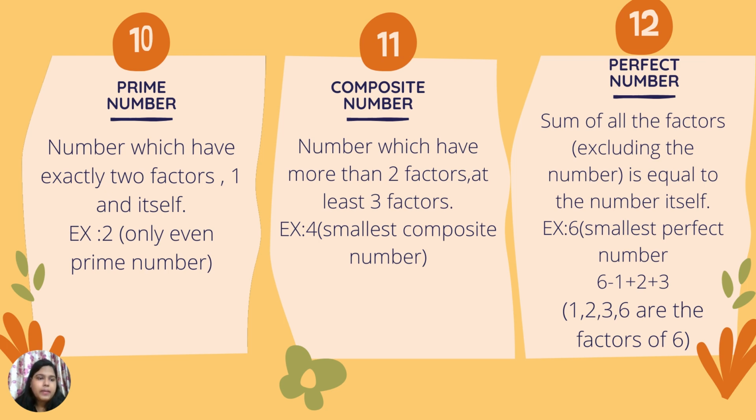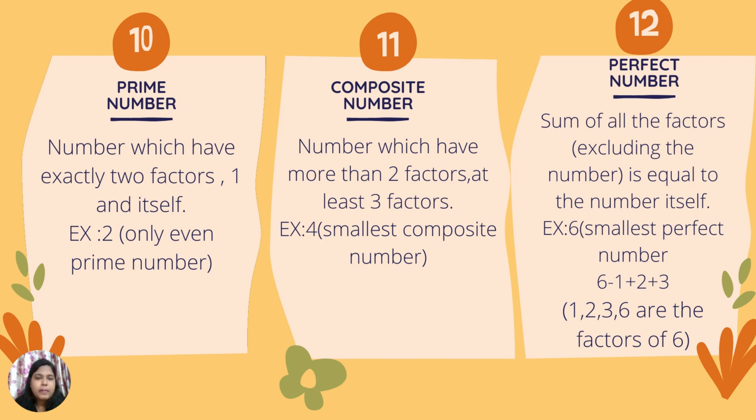Then comes prime number. The number which has exactly two factors, that is 1 and itself, is called a prime number. Example 2. 2 is the only even prime number, remember that. And other prime numbers are always odd, they are not even. 2 is the only even prime number. Composite number: number which has more than two factors, at least three factors. For example, 4 is the smallest composite number, right?